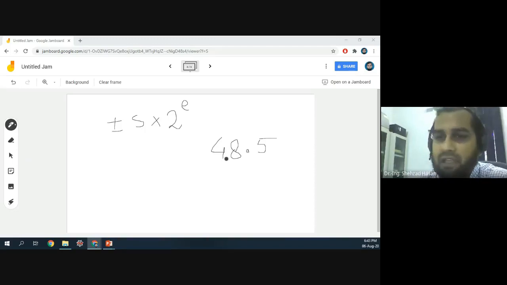Okay, if I have a number like 48.5 and I need to store that, forget about base 2. Let's talk about the decimal number system, 48.5, and let's talk about base 10. One way to represent this is 48.5 into 10 raised to power 0. I cannot draw it very accurately, so let me try it once more. Into 10 raised to power 0. So this can be one representation.